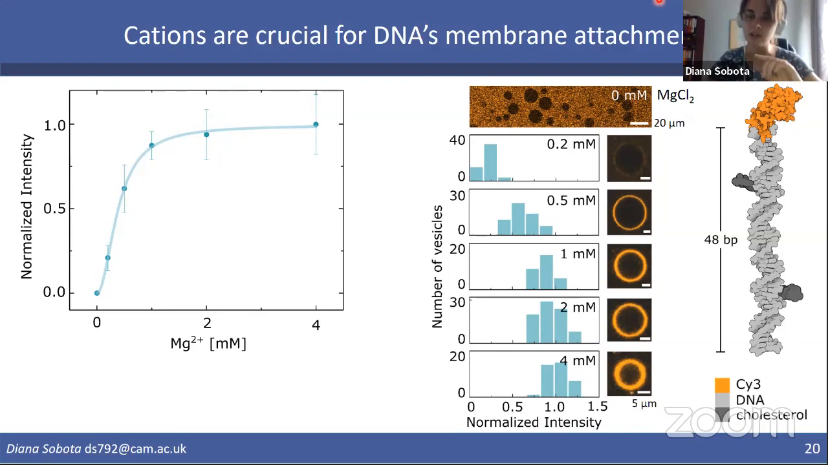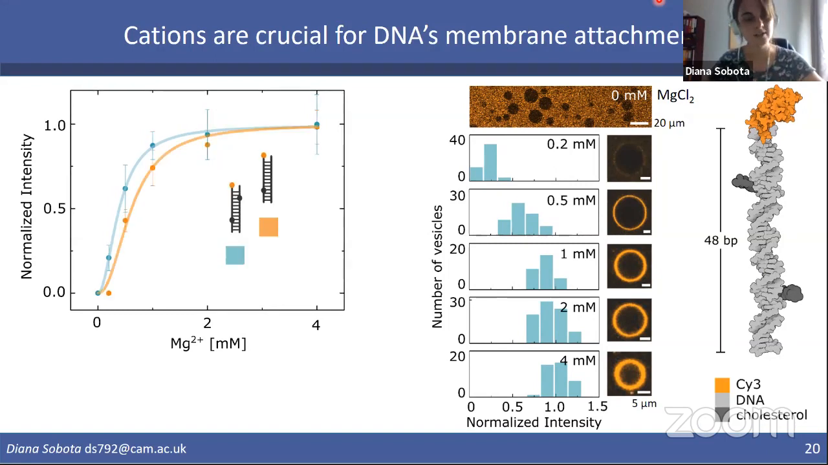So we have only 1 cholesterol. As you probably remember, it will not insert, but it will still attach to the membrane. Let's try to perform the same experiment, and then we see that the curve changes, which means right now, with the same number of charges but a smaller amount of hydrophobic anchors, it is more difficult for it to drag DNA to the membrane. It needs more magnesium, more cations, to ensure the same attachment.